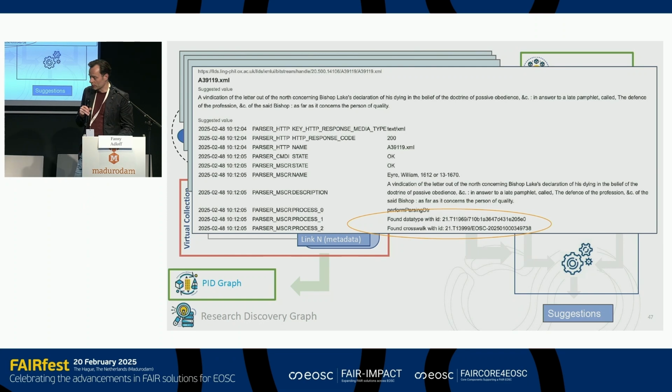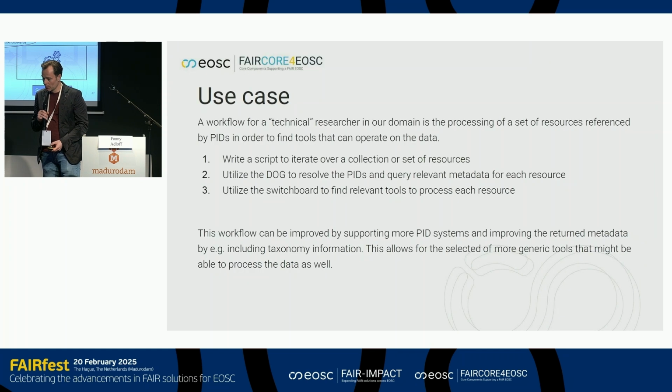So there's a screenshot of a technical overview, but what you can see is that based on some link added, we found a data type in the DTR, and we found the crosswalk, and we basically use that to extract some relevant information automatically.